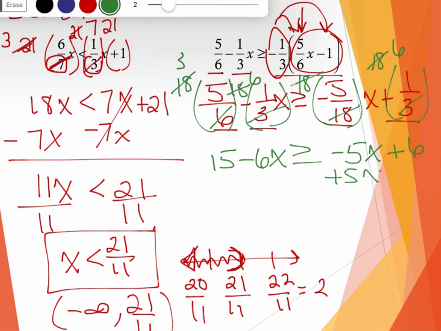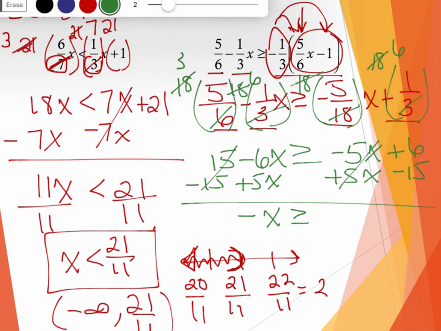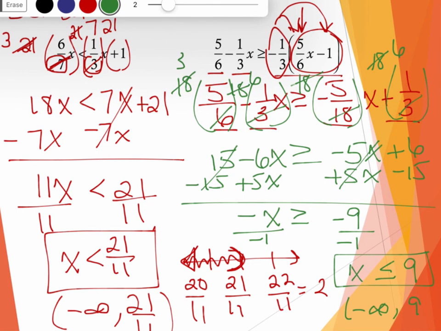I'm going to add 5x to both sides. I'm also going to subtract the 15 in this step. So I have negative x is greater than or equal to a negative 9. Divide by negative 1. Since I'm dividing by this negative number, I flip my inequality symbol. So x is less than or equal to a positive 9. So that means my interval is negative infinity to positive 9.